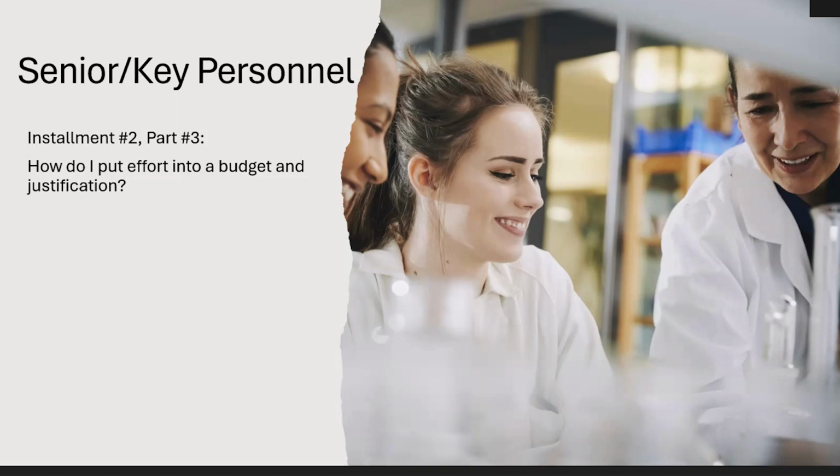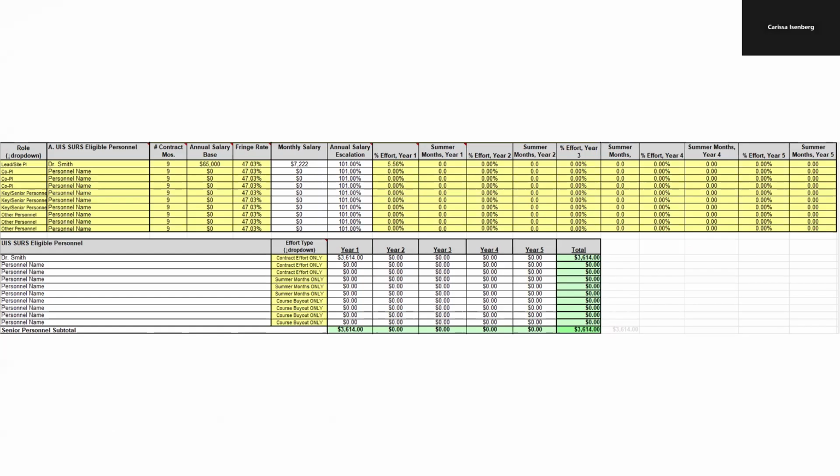Hello, and welcome to part three of our second installment, which is covering senior and key personnel in a budget. In this video, we will go over how to take percent effort and apply it to an actual budget spreadsheet as well as a budget justification. Now for the part that usually scares people away.